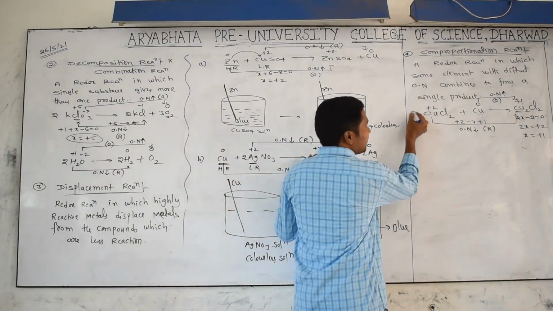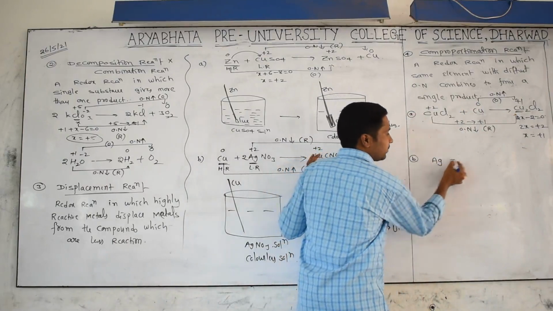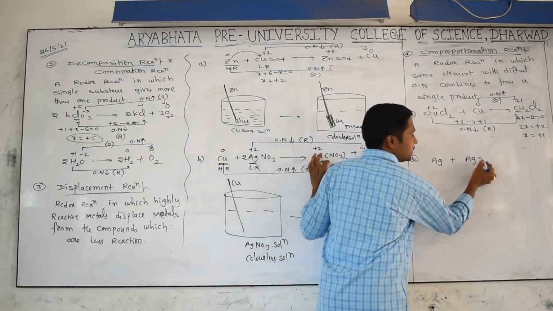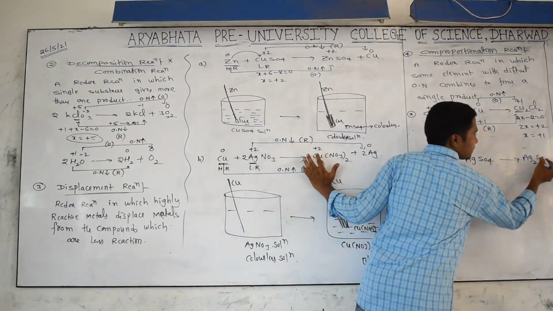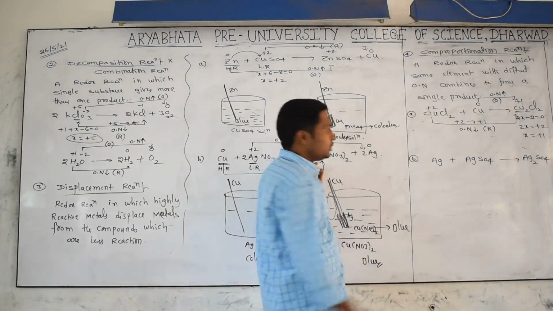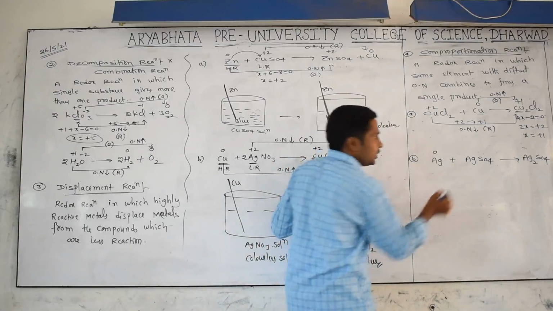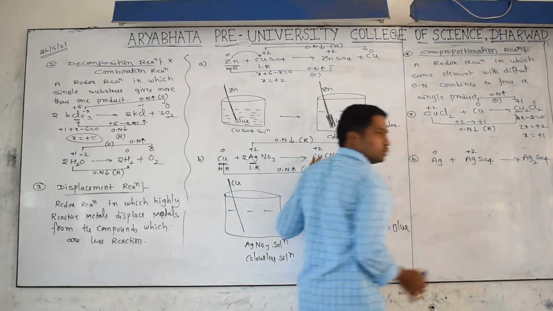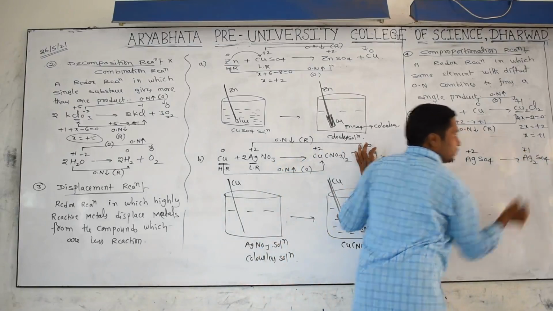This is the first example. Second example I will give you, see carefully. Ag plus AgSO4, we are getting Ag2SO4. What is this, I will tell you. If you take Ag in elementary form, it is 0, and here silver comes as plus 2. You find out here 2x minus 2, this is everything, you can do it, plus 1.